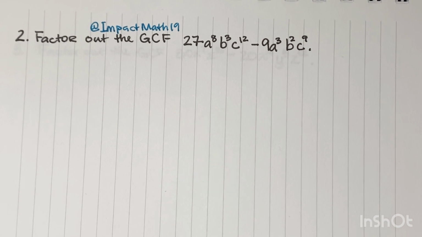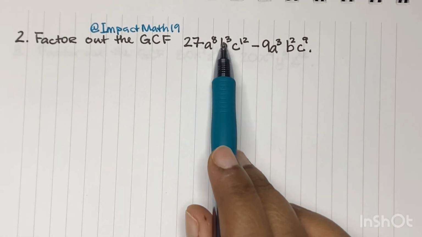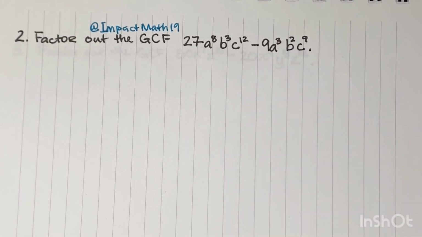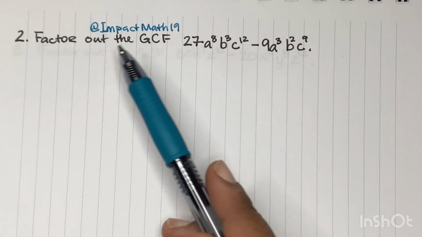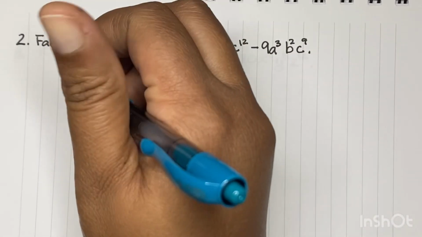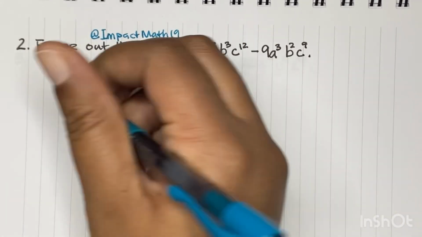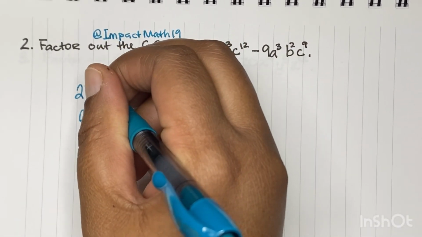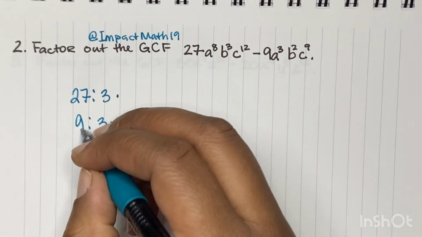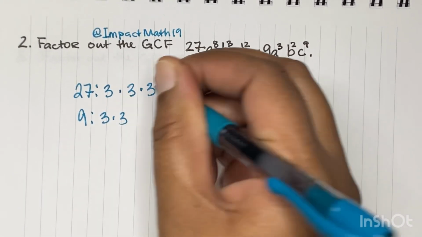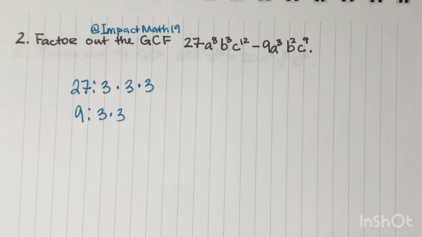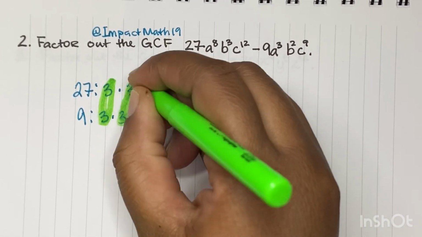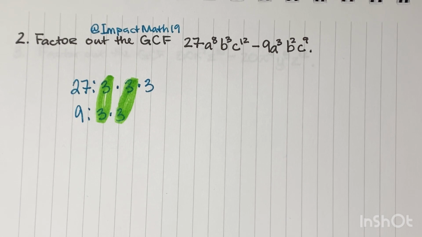Factor out the GCF of 27a to the 8th, b to the 3rd, c to the 12th, minus 9a to the 3rd, b to the 2nd, c to the 9th. Whew. All right, so again, we're looking for the greatest common factor. So we're going to do 27 and we're going to do 9. So 3 times 3 gives us 9. And then 3 times 9, but remember 9 is 3 times 3. So if we're looking for what they have in common, we're looking here at a pair and another pair. So they have two 3s in common.